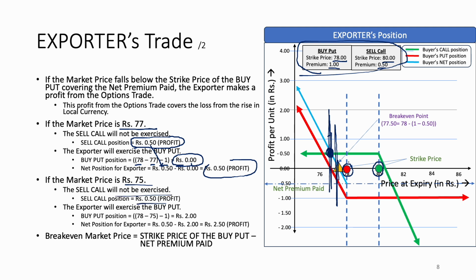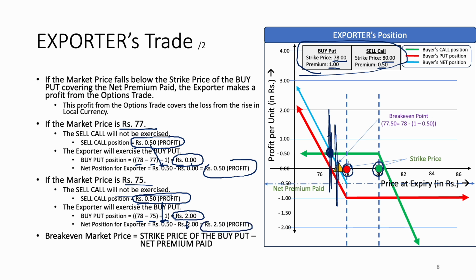Our importer will get a profit of 50 paise, that is the premium. However, the buy put will be exercised. From the buy put, the position is that 78 rupees is the strike price, 75 rupees is the market price, 1 rupee is the premium paid, that will be minused. So he will get a net profit of 2 rupees. So his net position is that he gets 50 paise from the sell call and 2 rupees from the buy put. So he makes a profit of 2 rupees 50 paise.